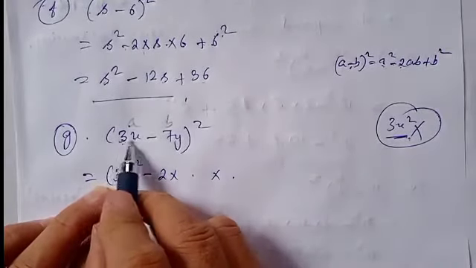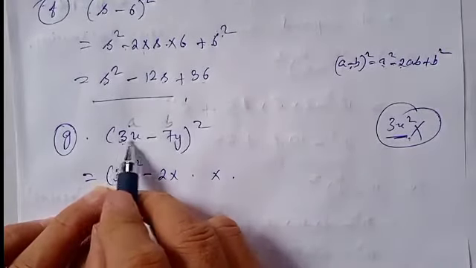Okay, let's try d. (x + m)(x − m). Here we can take x as a, and m as b. Then the formula (a + b)(a − b) is a square minus b square. In place of a square, we write x square, minus b square, and b is m, so we write m square. So x square minus m square. There is nothing more to solve, this will be the answer, okay?